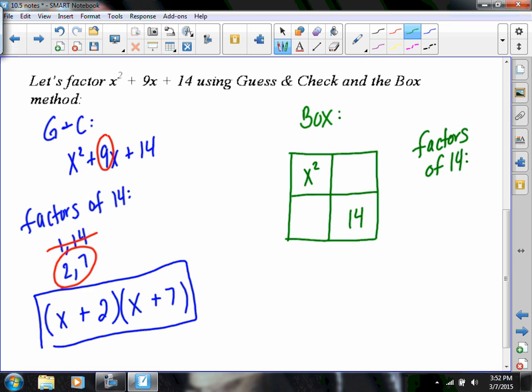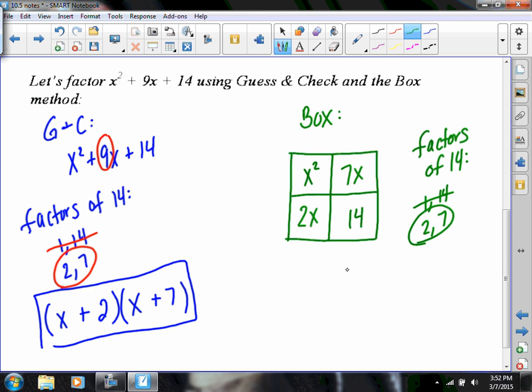So you can have 1 and 14, or you could have 2 and 7. And again, we still want to find ones that are going to add up to 9. So again, we can't use the 1 and the 14. We have to use the 2 and the 7. So then I'm going to put a 2x and a 7x in these boxes. It doesn't matter where you put the 2 or where you put the 7. Doesn't really matter.